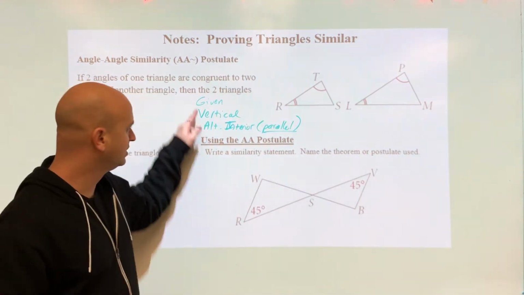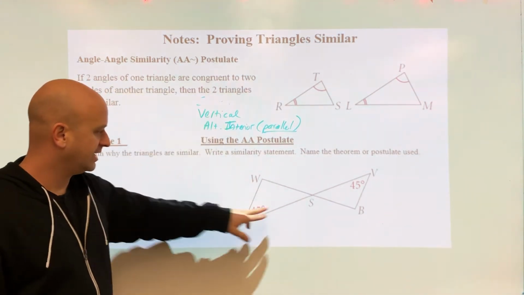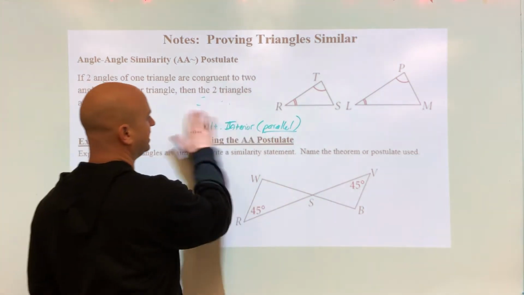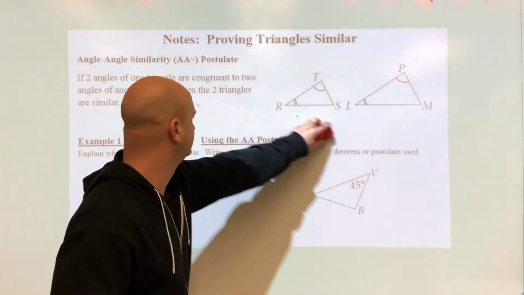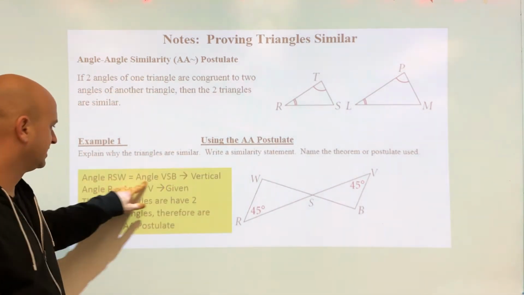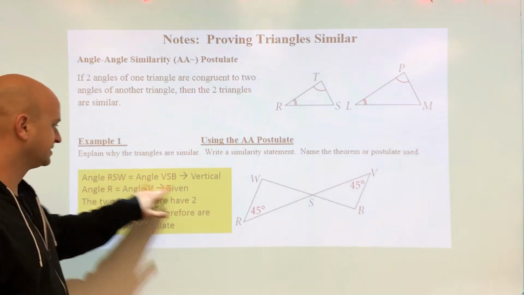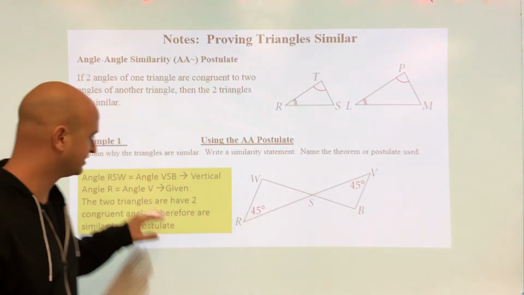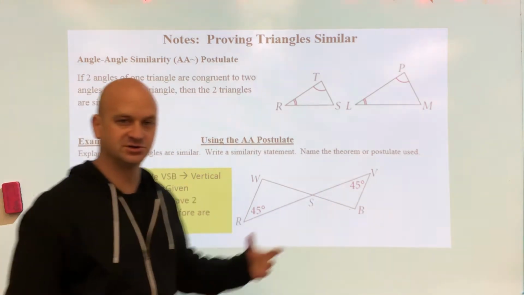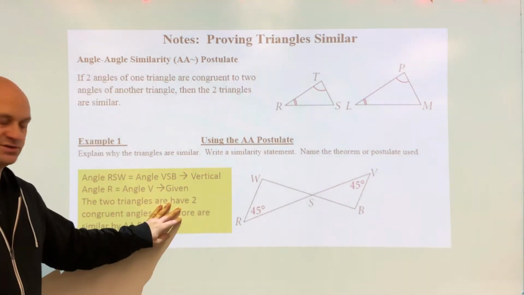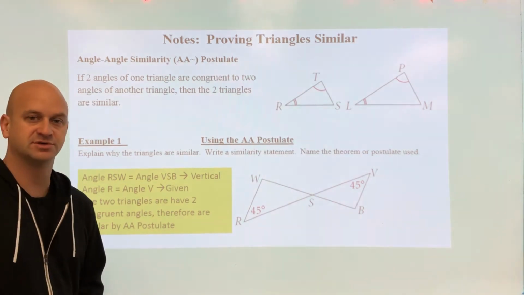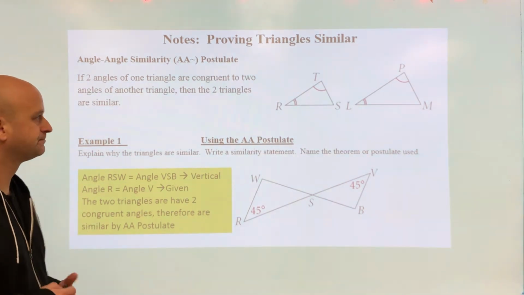In this case, we have our given, and then these are going to be vertical. And so now we have, in this problem, two congruent angles, and that gives us angle-angle. So again, our explanation is this angle here, using three letters, is congruent because they're vertical. Angle R and angle V are congruent because they're given. And if we have two angles in two triangles that are congruent, then they're similar by angle-angle.